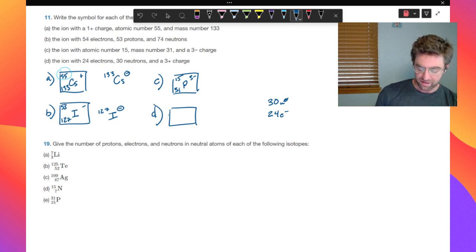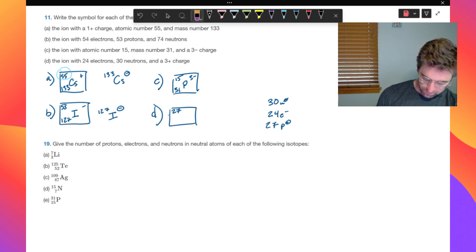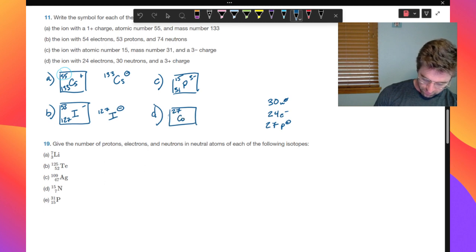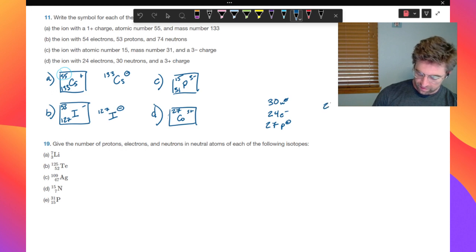We know just by looking at the number of electrons that to get a 3 positive charge, we need 3 more protons than we have electrons. So our number of protons is going to be 24, 25, 26, 27, which gives us an identity. 27 would be cobalt, 3 positive charge, and then number of protons plus number of neutrons is 57, which is our mass number.